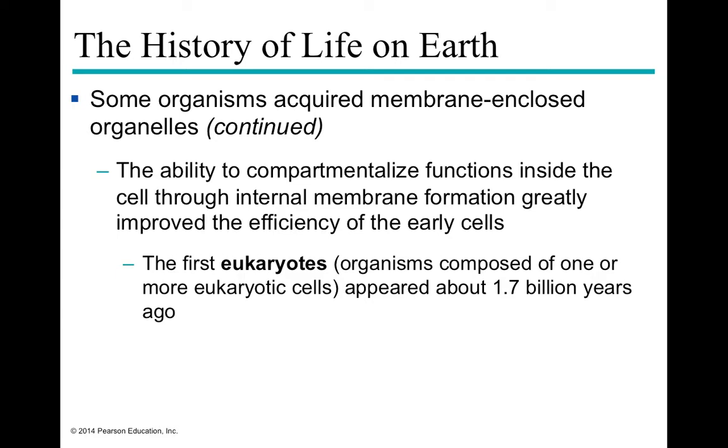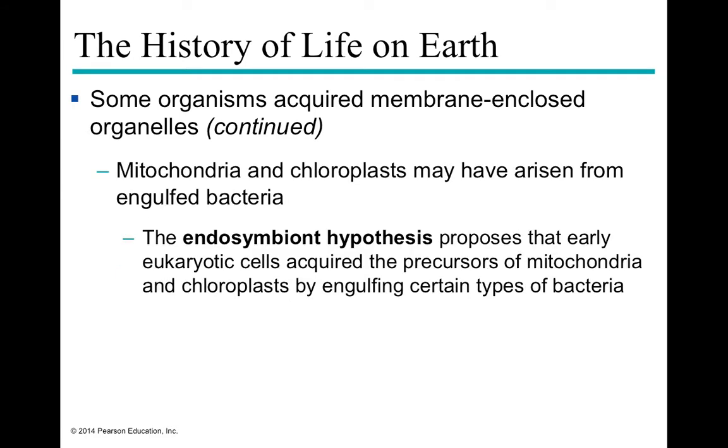So the next level of evolution was compartmentalization of functions. As cells started to compartmentalize different regions of their cell for particular purposes, using their internal membrane structure, the endomembrane system, that greatly improved the efficiency of the early cells and their ability to digest the food that they had consumed and recycle it into components that they're able to use later. And so these eukaryotes, as they were called, are going to appear approximately 1.7 billion years ago. Again, cells that are compartmentalizing into organelles specific for specific functions.